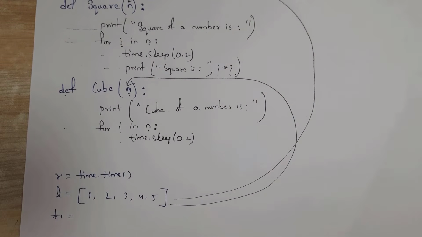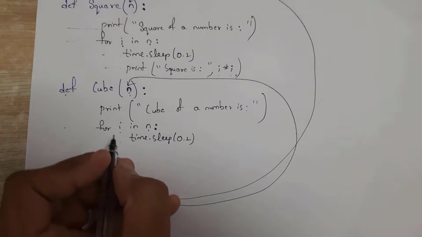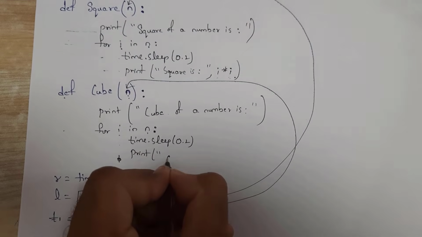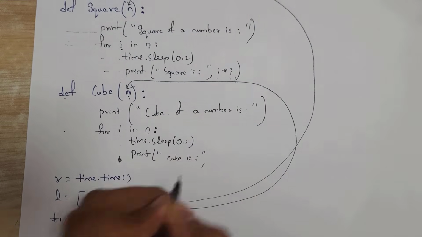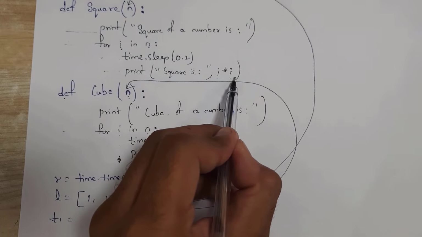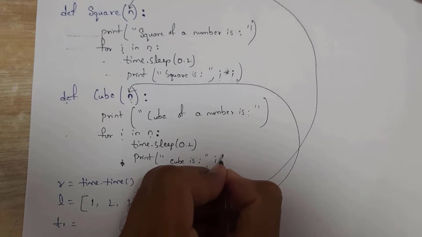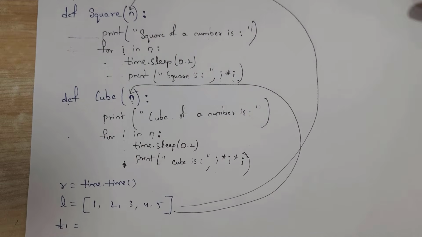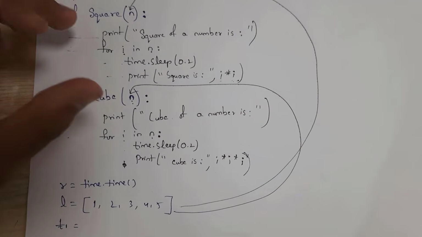Now I am writing a statement in order to print the cube. So follow indentation. Print "cube is:" in quotations, comma. How can we find the cube? For the square I used I into I, similarly for the cube I into I into I. Close the bracket. Now I want to execute these two functions at a time.